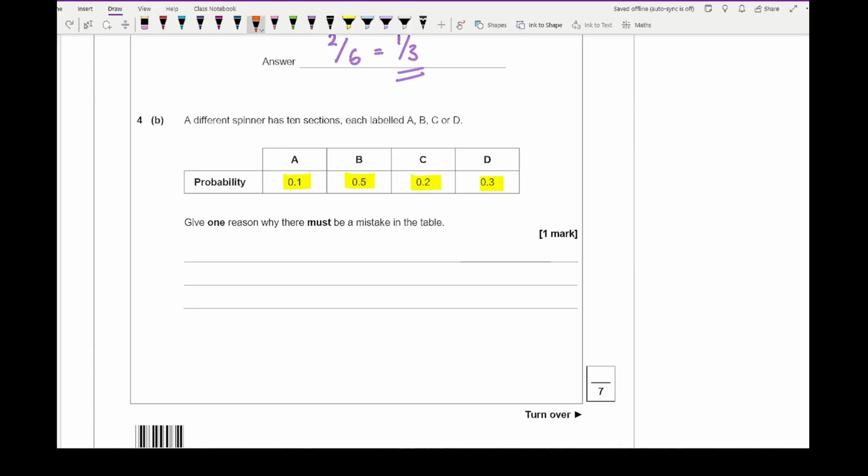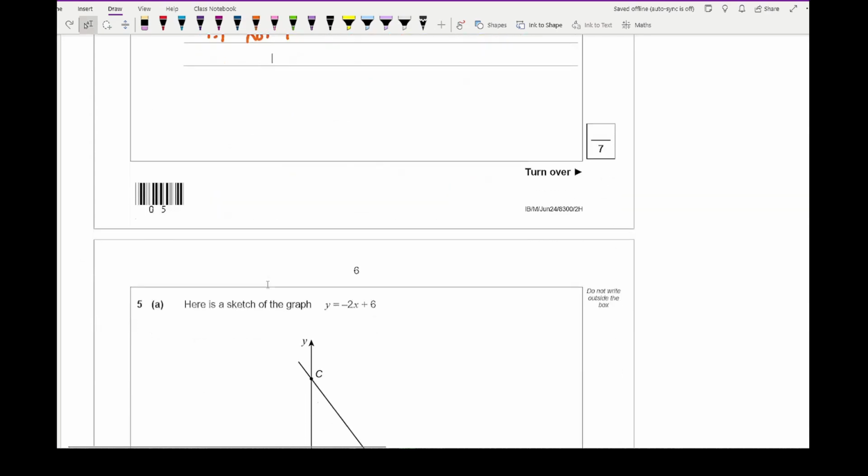So the reason why the mistake is made is because the probabilities add up to 1.1, not 1. So in other words, the probabilities are wrong. Something along those lines, you may reword your answer to what I've written there, but that will be absolutely fine for the 1 single mark.